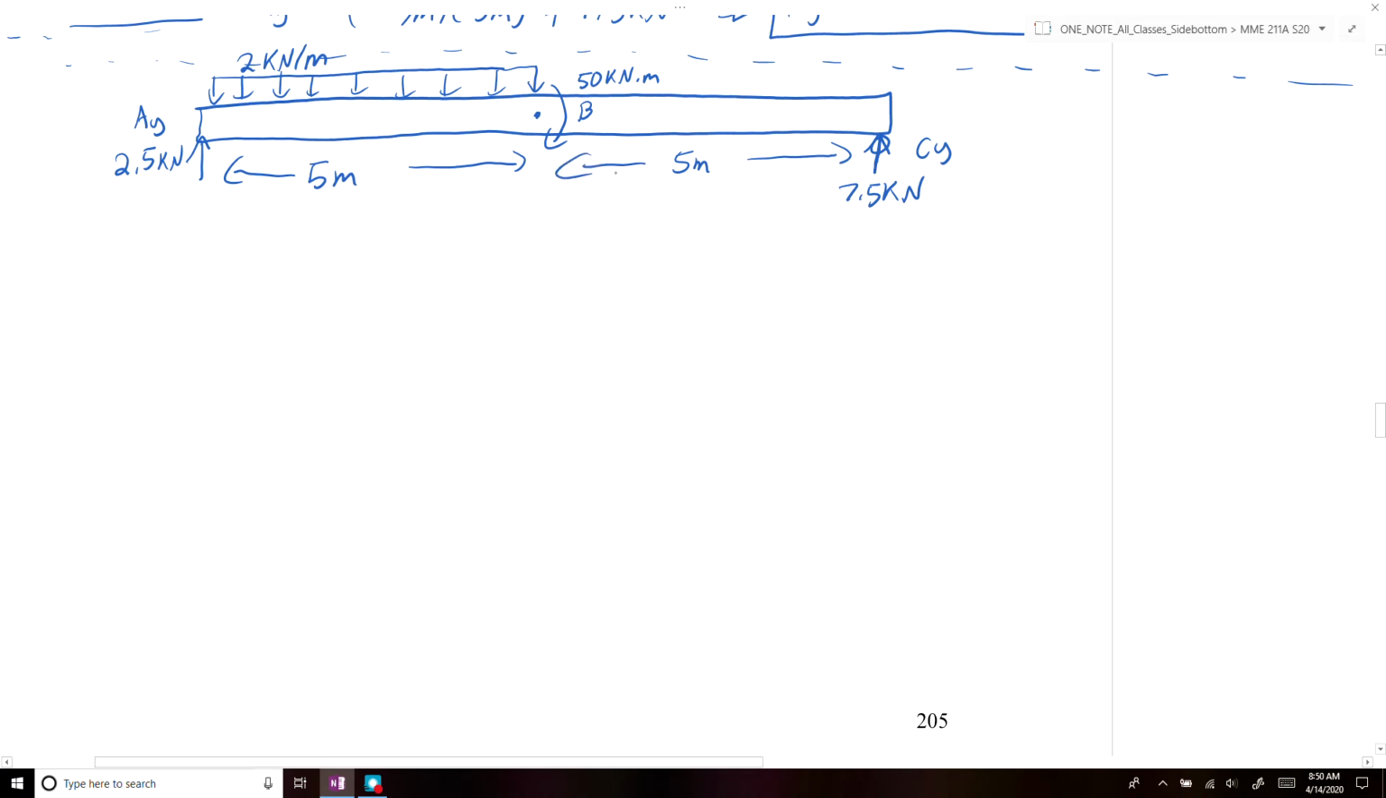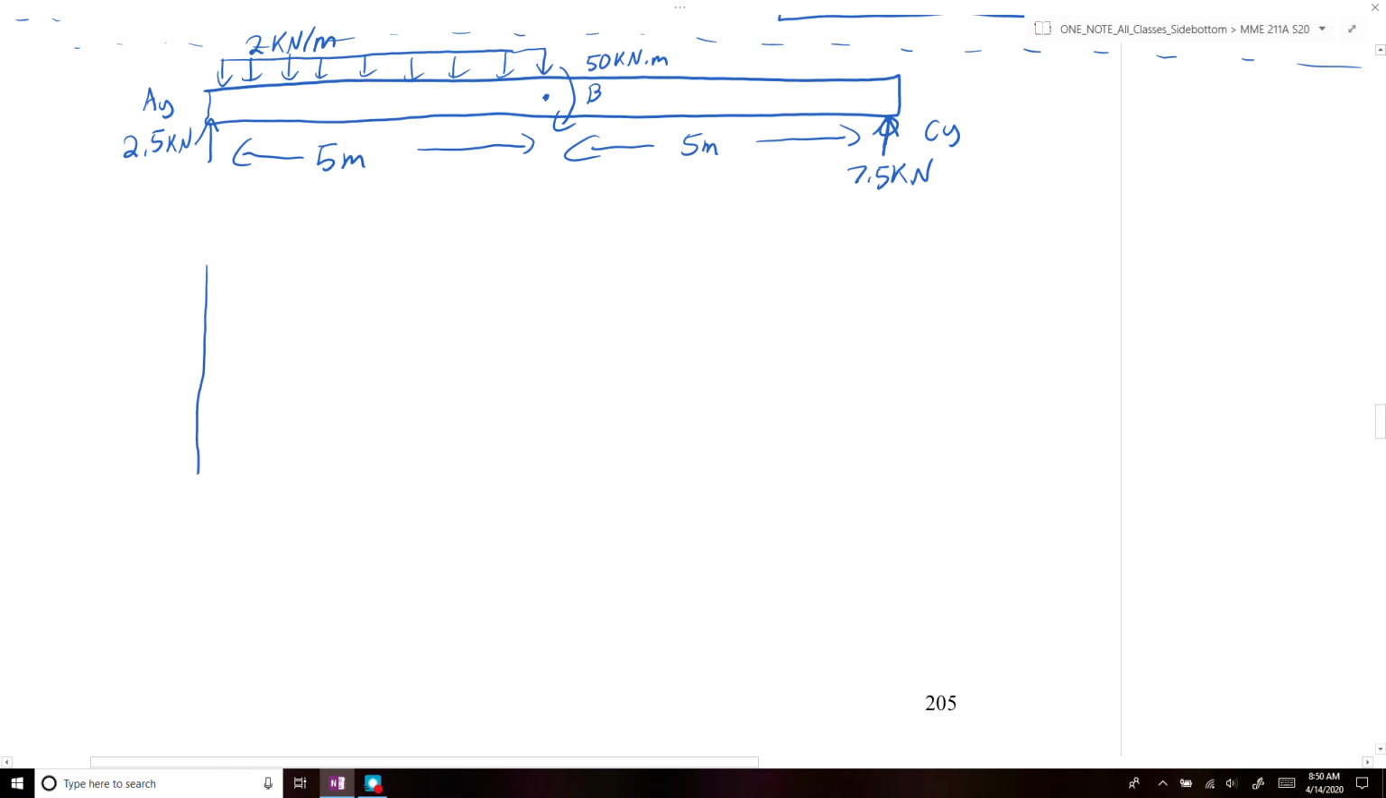So what we're going to do now is first draw our shear diagram. Here's our shear diagram. Our y-axis is our shear force, so that'll have units of kilonewtons. A positive shear force will be going up, and a negative shear force would be going down.